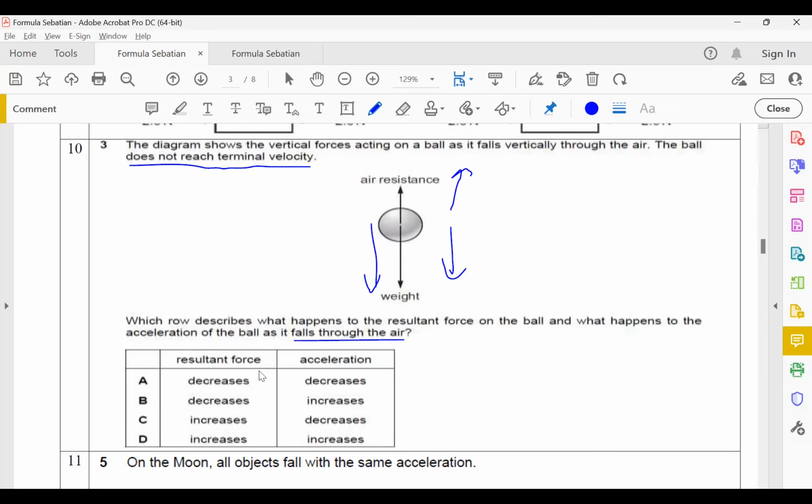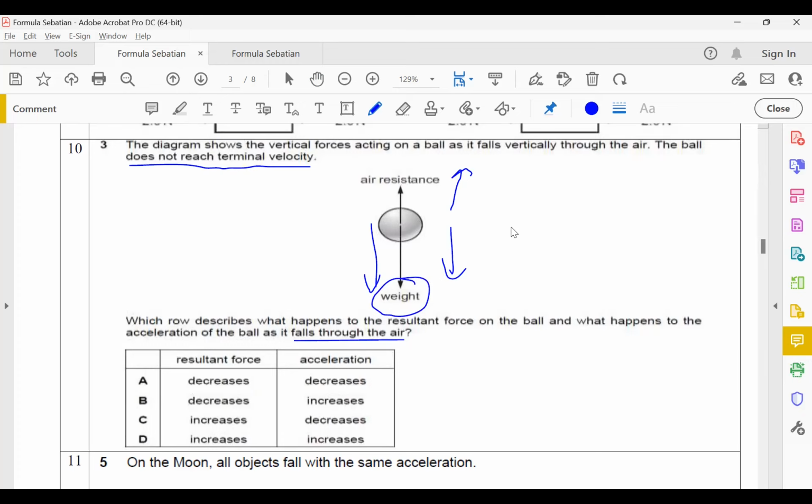The resultant force, will it increase? The acceleration, will it decrease? And why? First, let's talk about the resultant force. Will the resultant force increase or decrease, and why? Why will it increase? Because more and more force will be applied when gravity goes down. No, the only force acting on it will be the weight.